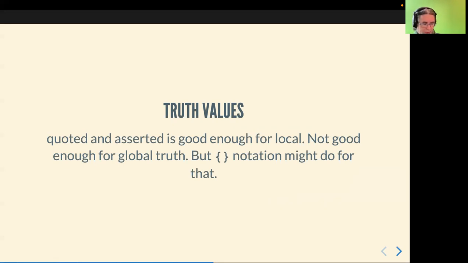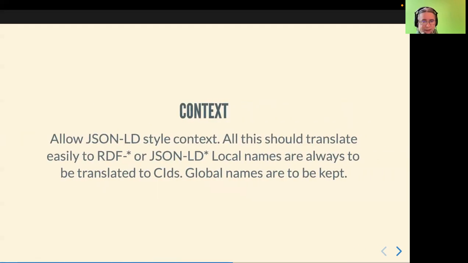I think it's a bit more practical, and I was hoping to write examples using that notation. Didn't get there, but it's my next step. As I said, it should be possible to give global names to things that will be shared between documents using context objects. Local names are kept to CIDs, global names are kept and are used to share, and that would allow translating to RDF star, I should say Turtle Star, or JSON LD star.